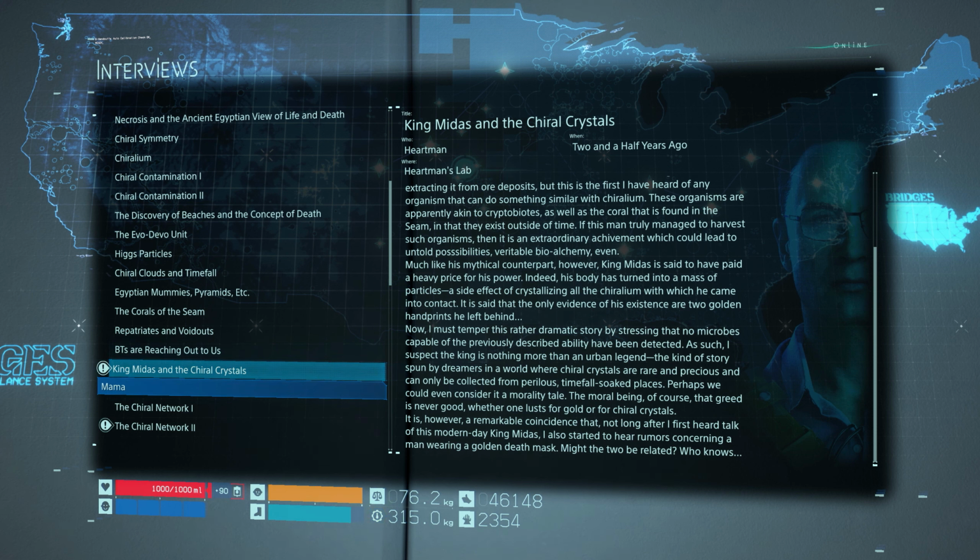He has said that the only evidence of his existence are 2 golden handprints that he left behind. Now, I must temper this rather dramatic story by stressing that no microbes capable of the previously described ability have ever been detected. As such, I suspect the king is nothing more than an urban legend, the kind of story spun by dreamers in a world where chiral crystals are rare and precious, and can only be collected from perilous timefall-soaked places. Perhaps we could even call it a morality tale, the moral being, of course, that greed is never good, whether one lusts for gold or for chiral crystals.